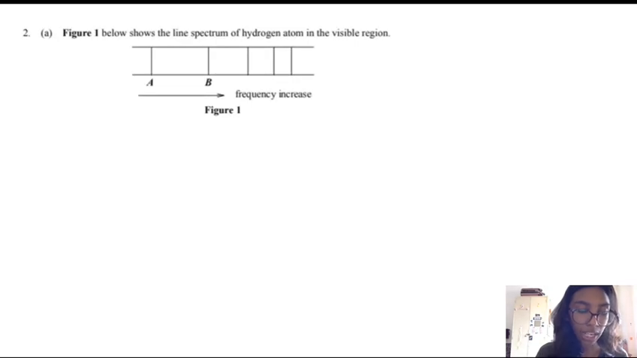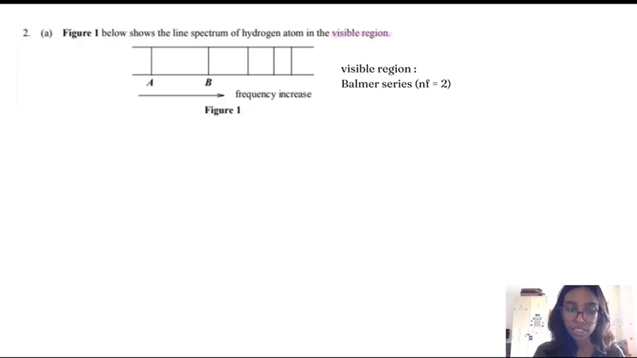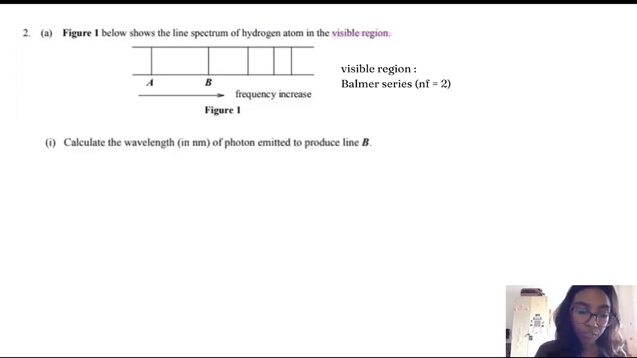Okay, question 2a. Figure 1 below shows the line spectrum of hydrogen atom in the visible region. So the key word for this question is visible region, because we know that if it's a visible region, it is the Balmer series with the nf value of 2. So the final value is equal to 2. Now the question: calculate the wavelength in nanometer of photon emitted to produce line B.